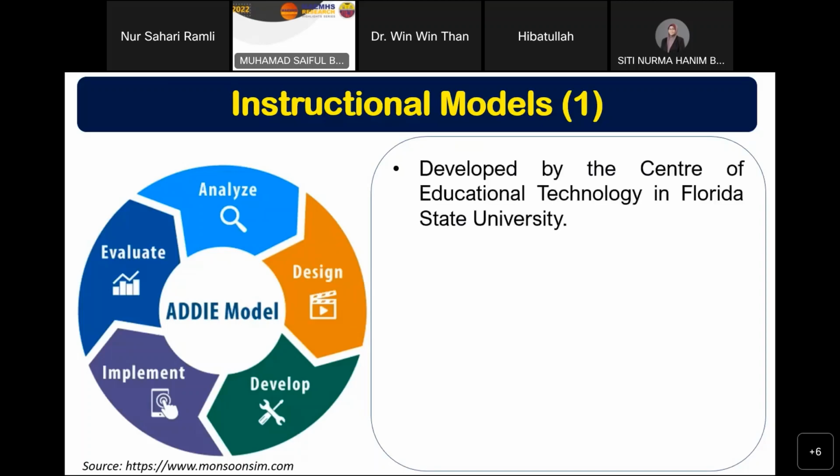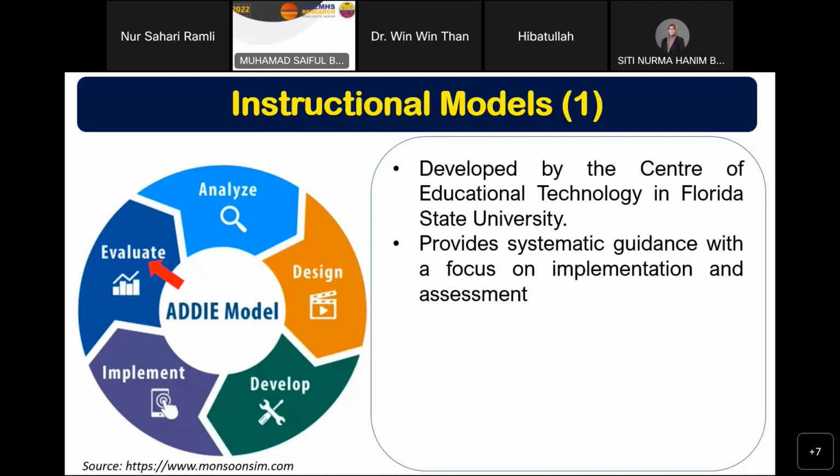The ADDIE model was developed by the Center for Educational Technology at Florida State University. And ADDIE stands for the 5 phases of designing. The first one is to analyze, the second is to design, and then develop, implement, and evaluate. So those are the phases that form the abbreviation ADDIE. This instructional model provides very systematic guidance with a focus on implementation and also assessment.